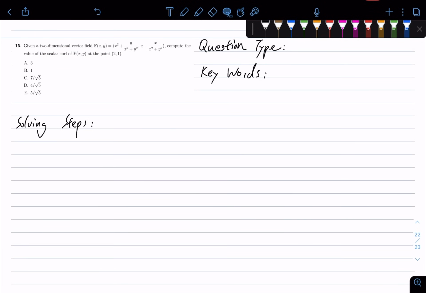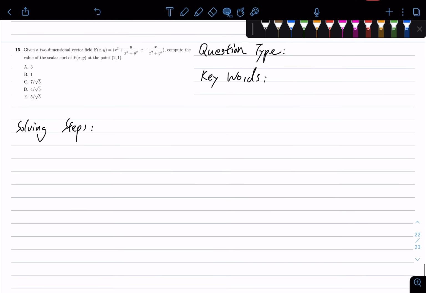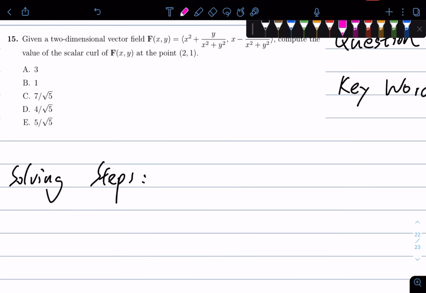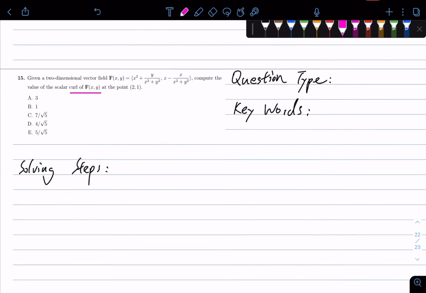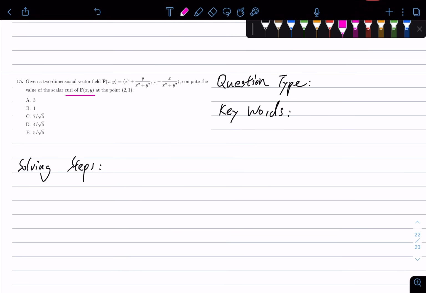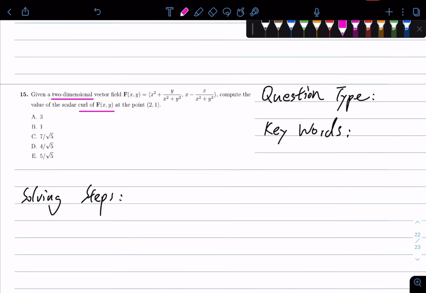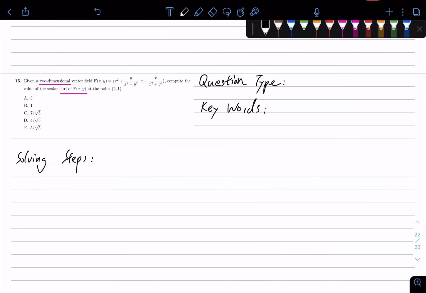Question number 15. Given a two-dimensional vector field F, compute the value of the scalar curl at (2, 1). Okay, so by the name of the property that we're going to compute, it's pretty obvious that this is going to be a divergence and curl problem, right? And particularly, this is going to be a two-dimensional curl. So I'm just going to write it down: this is a divergence and curl problem. Okay, so the key word here is curl, or divergence.